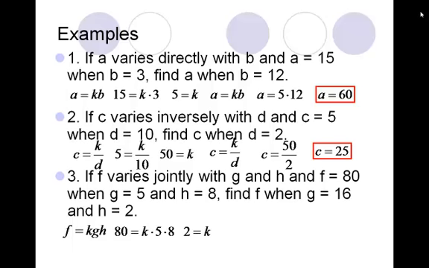Now that we know K, we're going to go on and finish the problem. It says find F when G is 16 and H is 2. So go back to your original formula, F equals KGH. We're trying to find F. We know that K is 2, we just found that. G is 16 because they told us, and H is 2 because they told us. So 2 times 16 times 2 would be 64, and that's our final answer.